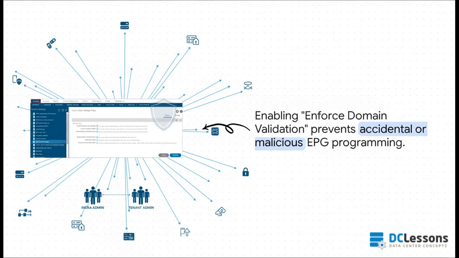This is a huge deal when we think about role-based access control. See, in a lot of ACI setups, you have an infrastructure admin who sets up all the physical and virtual domains, and then you have tenant admins who configure their apps. This setting stops a tenant admin, whether by accident or on purpose, from assigning an EPG to a VLAN they haven't been given permission to use. It's a key feature, especially for multi-tenant environments.